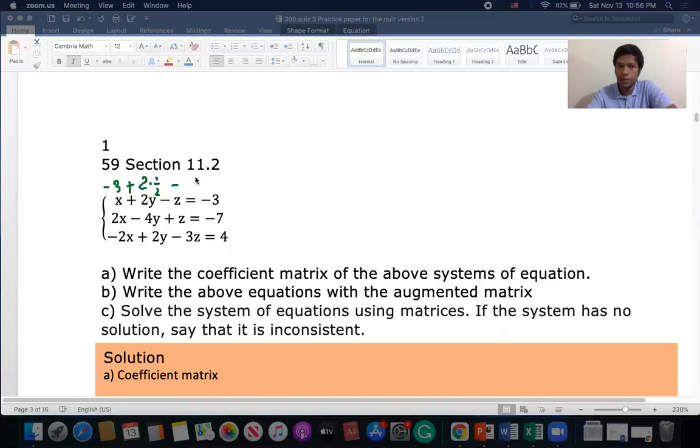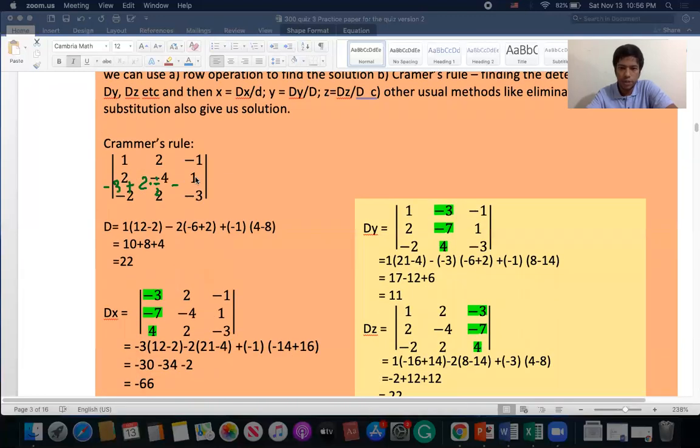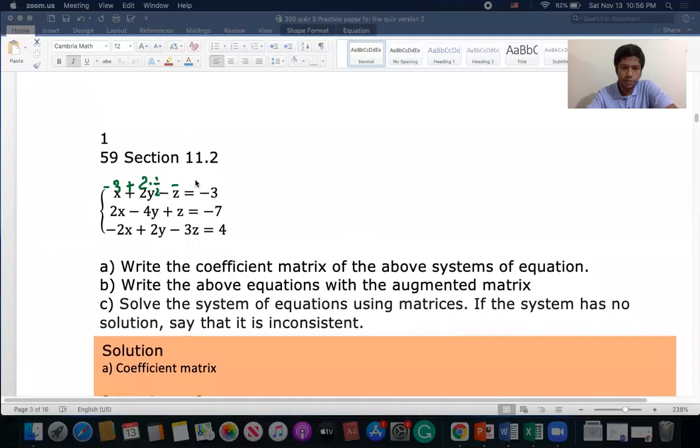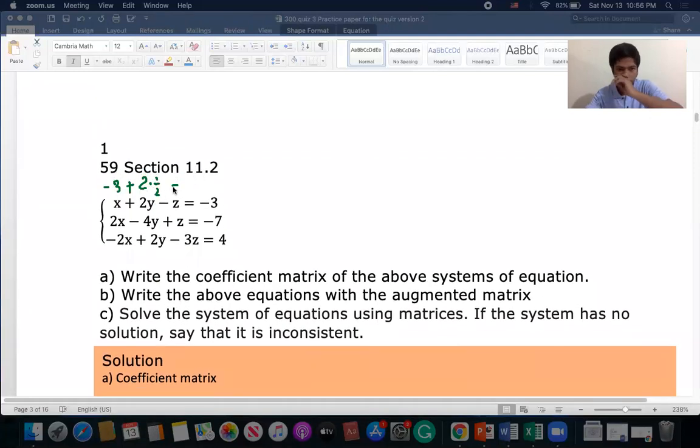Z equals 1. Let me check again. Z equals 1, so plus 1. Since we have a minus, that's why we are giving this minus here. Then you see this 2 and this 2 cancel out, so you have just only 1 here. This is plus 1 and this is minus 1, so plus 1 and minus 1 cancel out. Then basically you have minus 3, and on the right side we have minus 3 also.